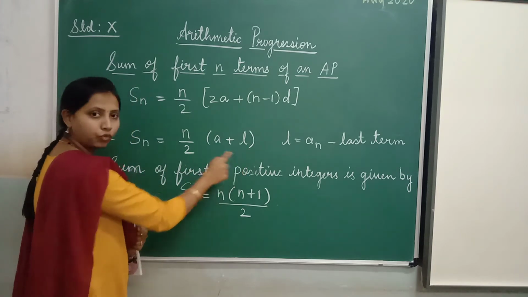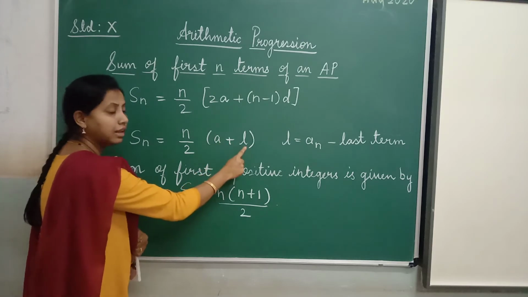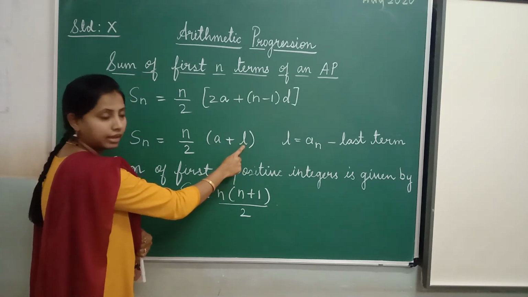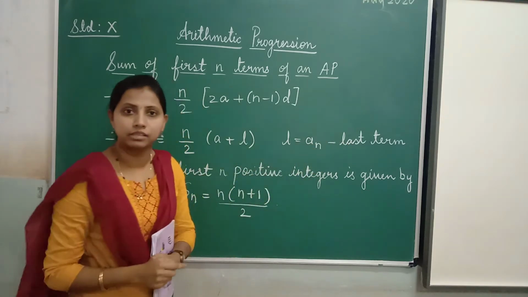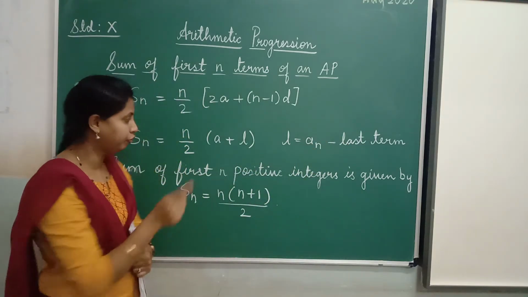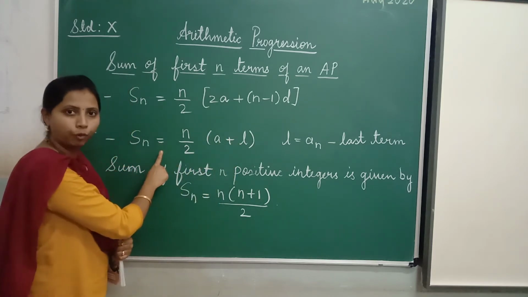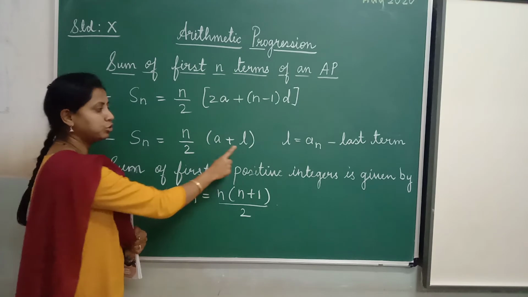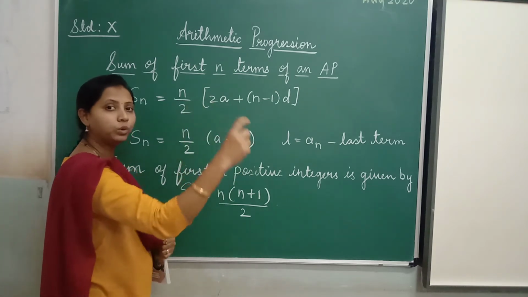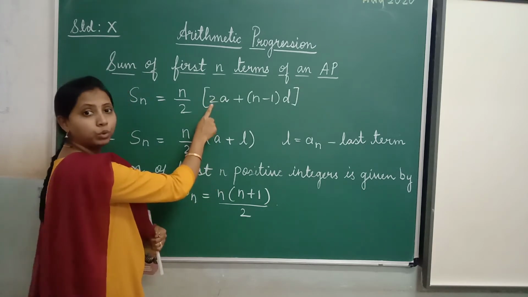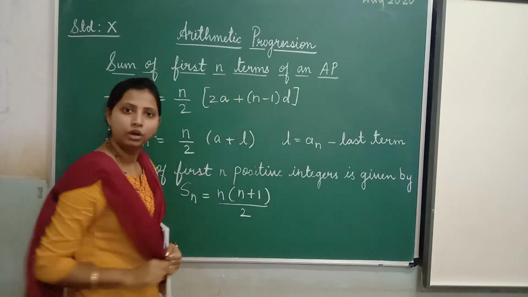So when to use this formula, children? This formula can be used when you know the first term and the last term. L here represents an. An is nothing but the last term. So in an AP, if you know the first term and the last term, then you have to use this formula, Sn is equals to n by 2 into a plus l. When you don't know the last term of an AP, you have to use this formula, that is n by 2 into 2a plus n minus 1 into d.